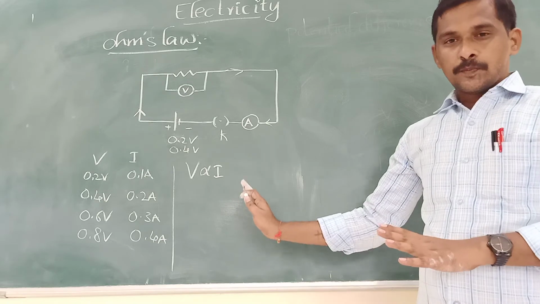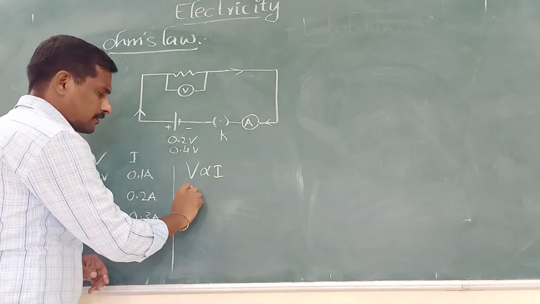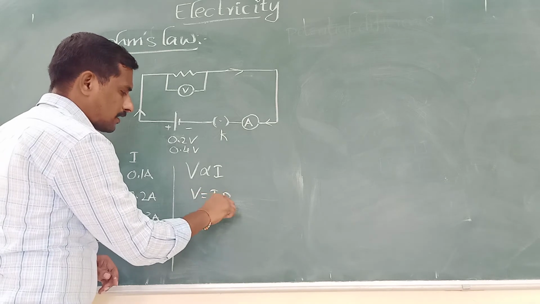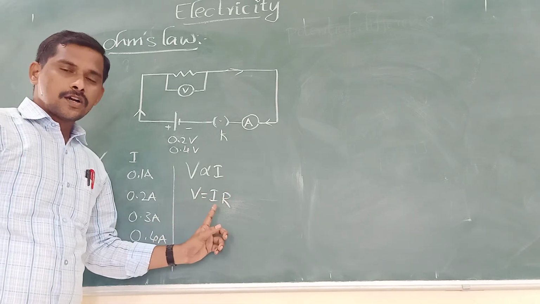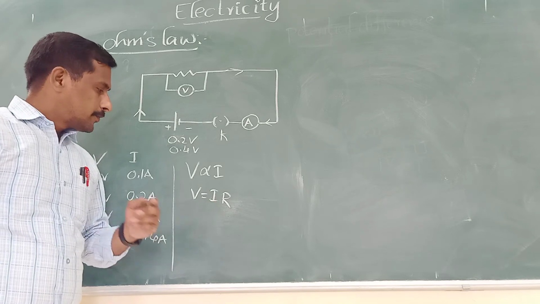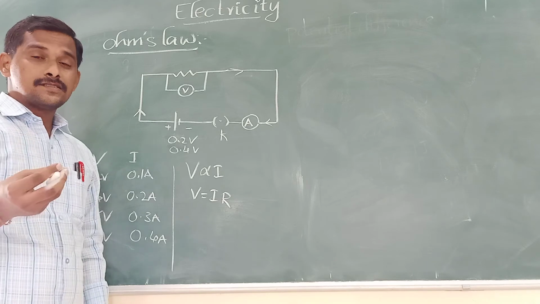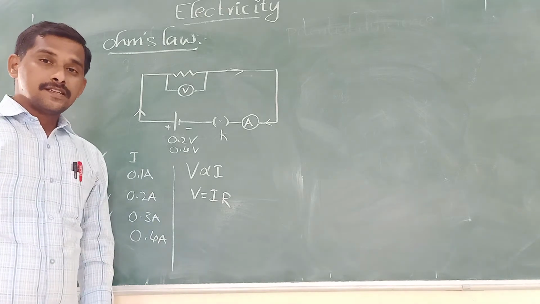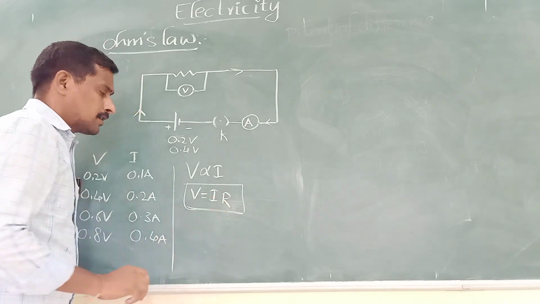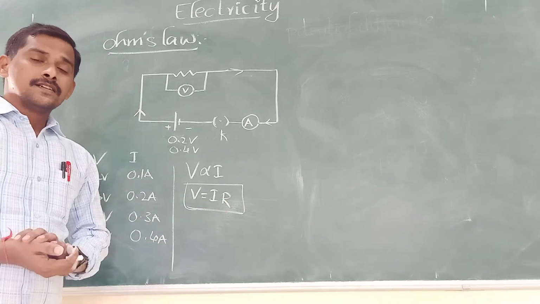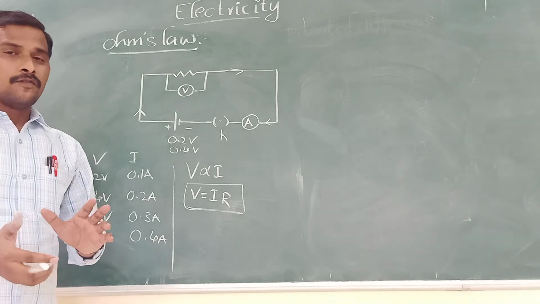So coming to this point, V is directly proportional to I. Then V is equal to I into R. R here is a proportional constant. We can say that R is the resistance. What is resistance? It opposes the flow of the charge. It opposes the flow of the charge.